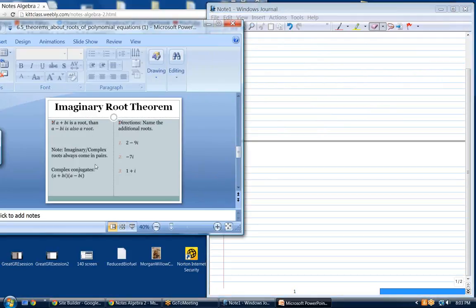And here it's saying the same thing with imaginary roots. If a plus bi is a root, then a minus bi is also a root.